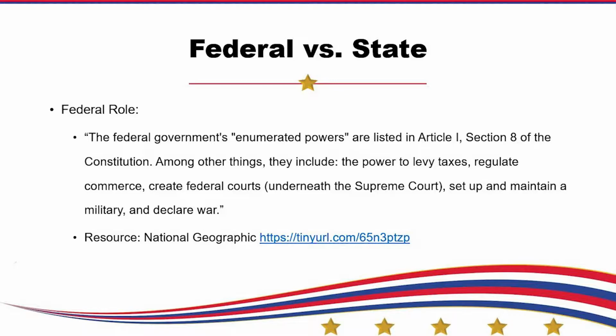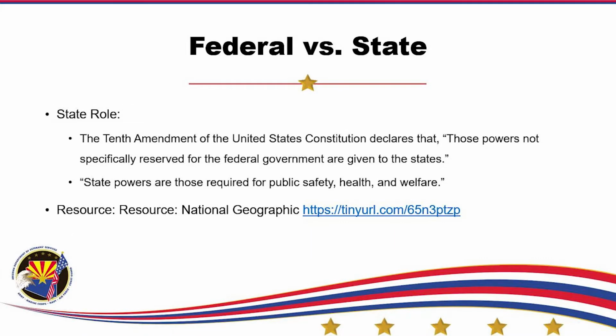The federal government's enumerated powers are listed in Article 1, Section 8 of the Constitution. Among other things, they include the power to levy taxes, regulate commerce, create federal courts underneath the Supreme Court, set up and maintain a military, and declare war. The 10th Amendment of the United States Constitution declares that those powers not specifically reserved for the federal government are given to the states. States' powers are those required for public safety, health, and welfare.